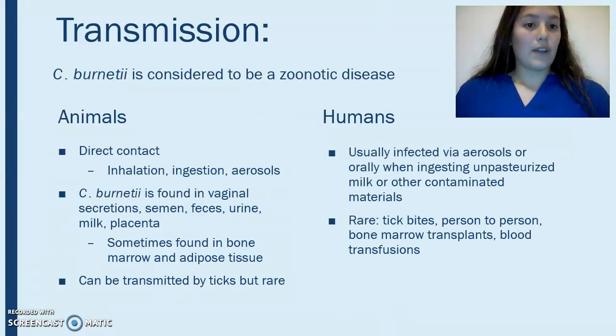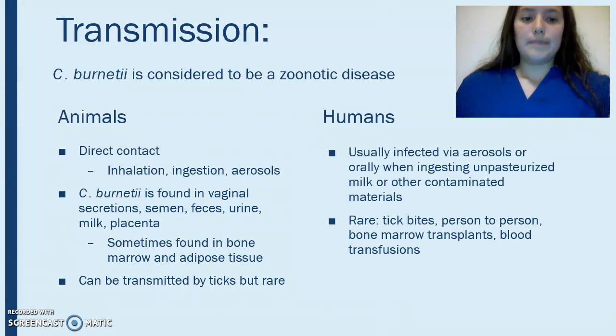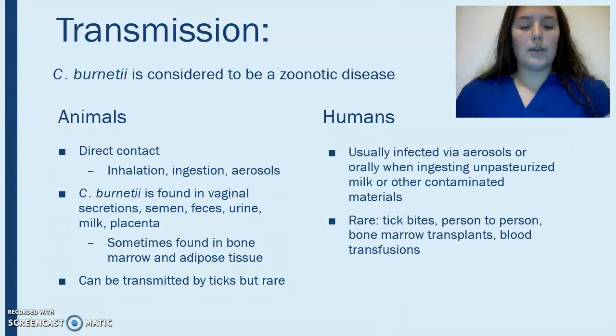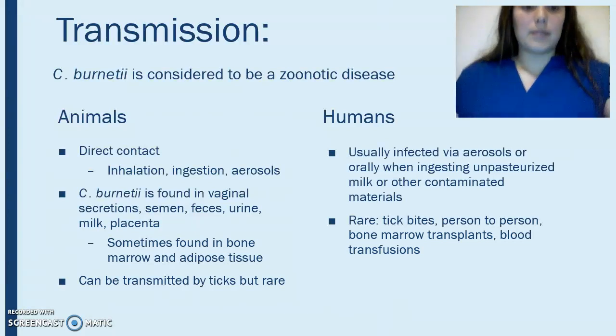Humans are usually infected via aerosols, due to the infectious airborne particles being able to travel up to 10 miles. So they usually get it that way, but they can get it from ingesting unpasteurized milk from the infected animals. Person-to-person transmission is really rare, and so are tick bites, but they do happen sometimes.